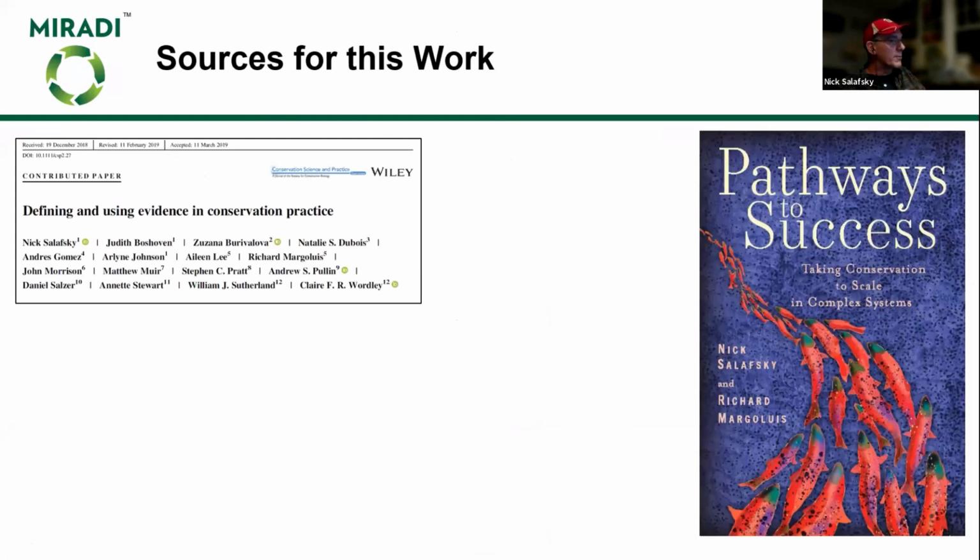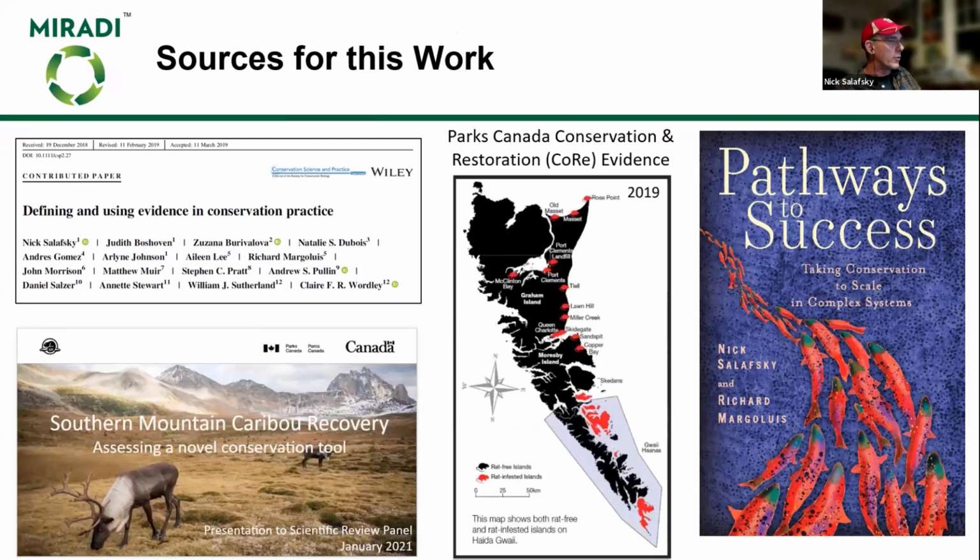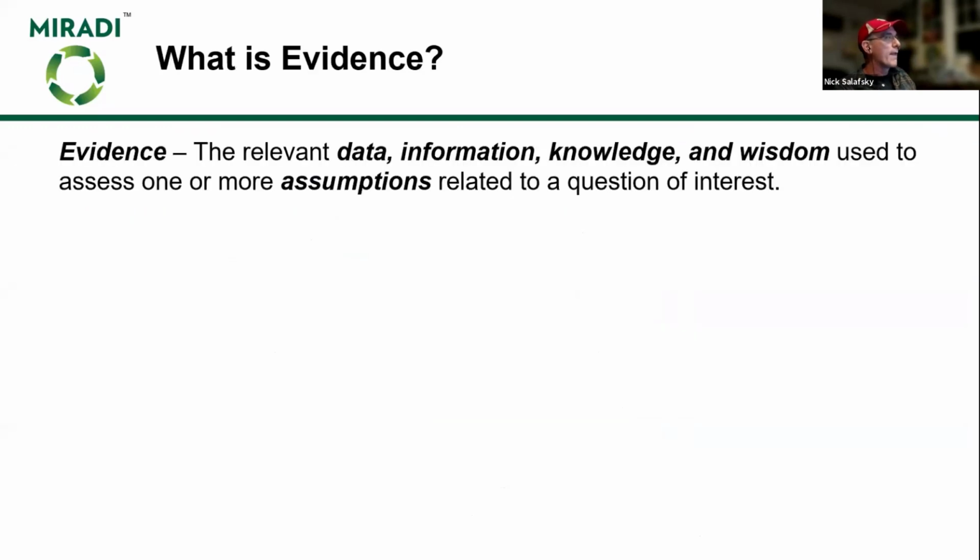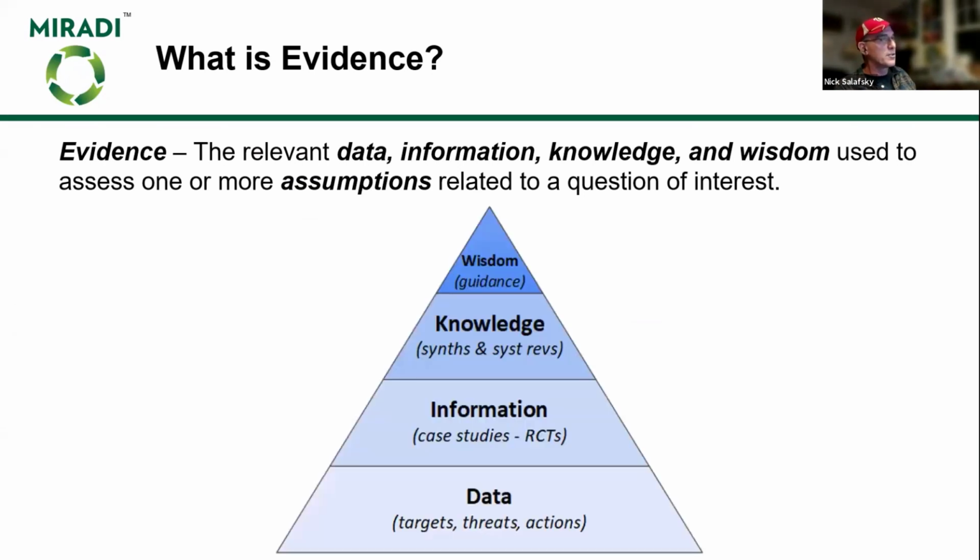So there's a bunch of work that's been going on to improve the open standards, the conservation standards ability to do this. There was a paper published a couple of years ago. We have a new book coming out on this topic. And then we've done some really cool work with Parks Canada as well, testing and evaluating a methodology for bringing evidence into conservation work. And so evidence for us now is the relevant data, information, knowledge, and wisdom used to assess one or more assumptions related to a question of interest.